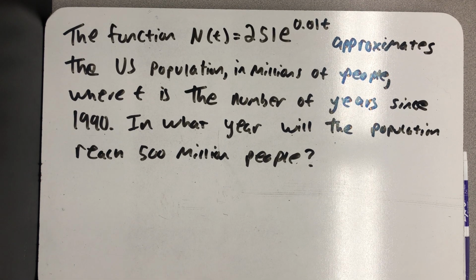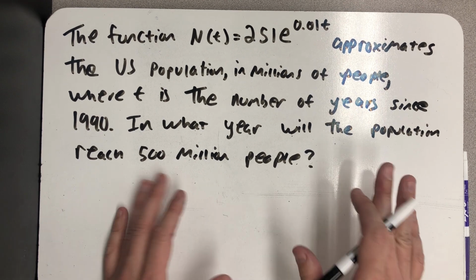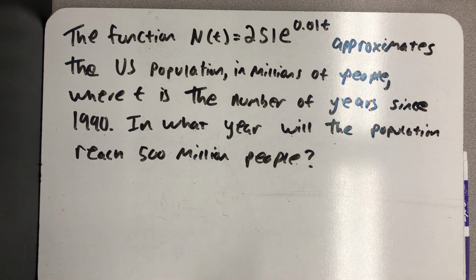In a video earlier in the playlist, we considered this population model. The function n of t equals 251 times e raised to the 0.01 t approximates the United States population in millions of people, where t is the number of years since 1990. And we were asked several questions, including this one: in what year will the population reach 500 million people?